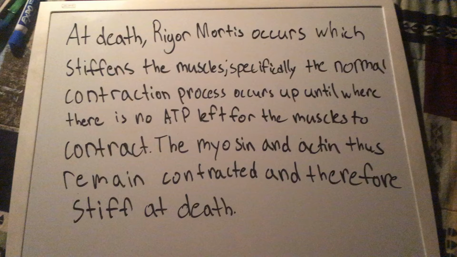This is the point where rigor mortis will occur in a dead body, when the actin is at the center of the sarcomere. At death, rigor mortis occurs, which stiffens the muscles. Specifically, the normal contraction process occurs up until where there is no ATP left for the muscles to contract. So normally ATP needs to be involved within muscle contraction so contraction can continue to occur normally. The myosin and actin thus remain contracted because there is no more ATP left and therefore stiffen at death.